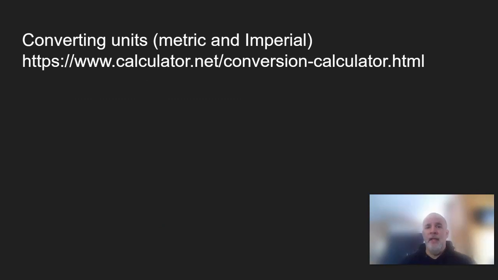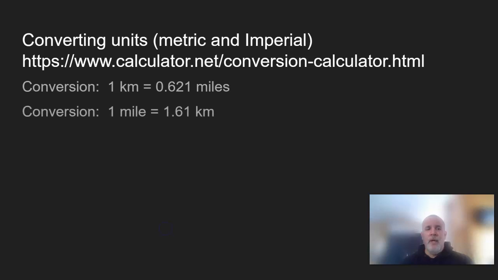Okay, converting units. I included a calculator. This is also included in Schoology. So when converting, you can use a calculator, and it makes this so much easier. You just plug the numbers in. So 1 mile is 1.61 kilometers. So kilometers are the smaller unit, the mile is longer by about 60%.